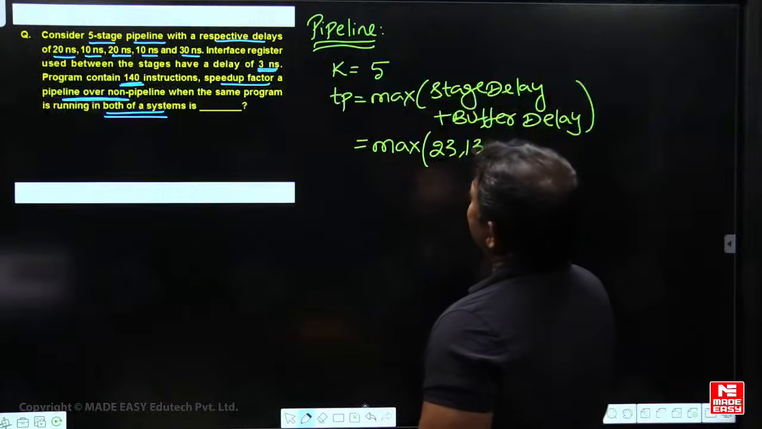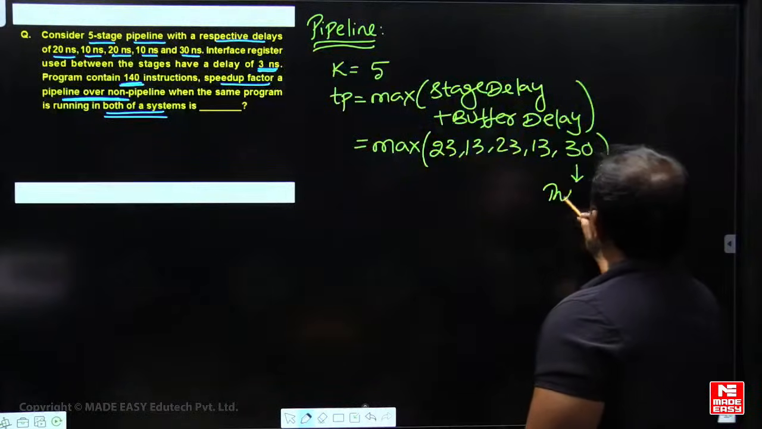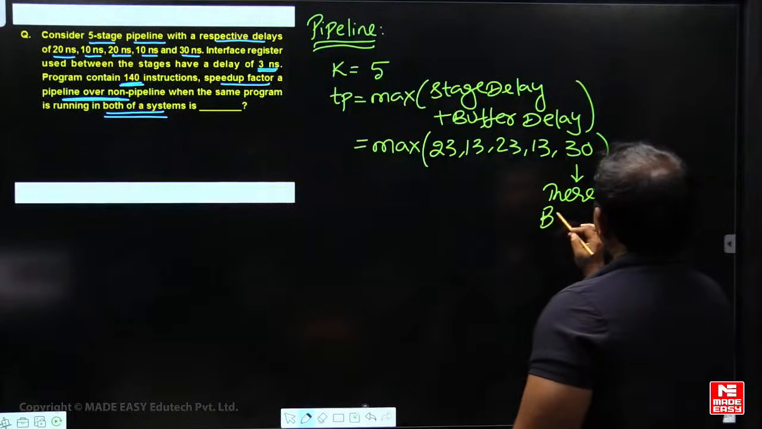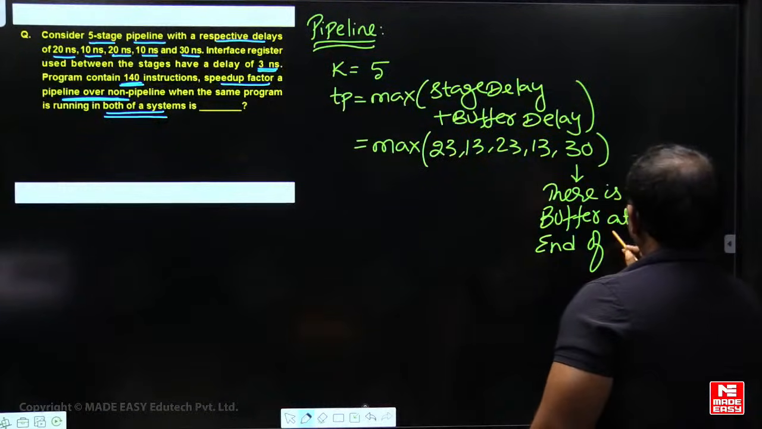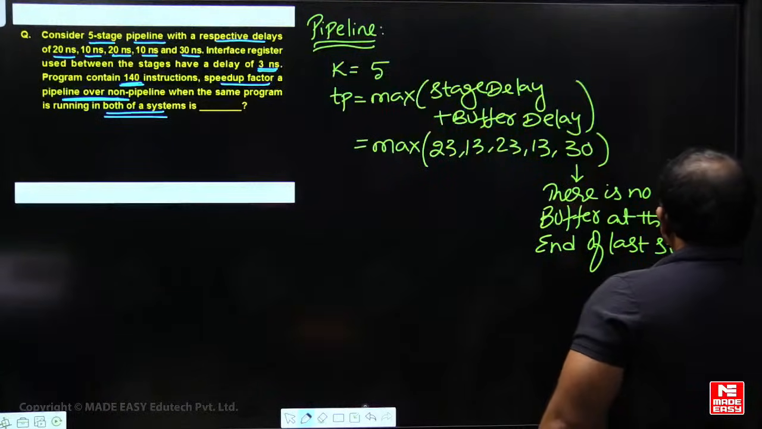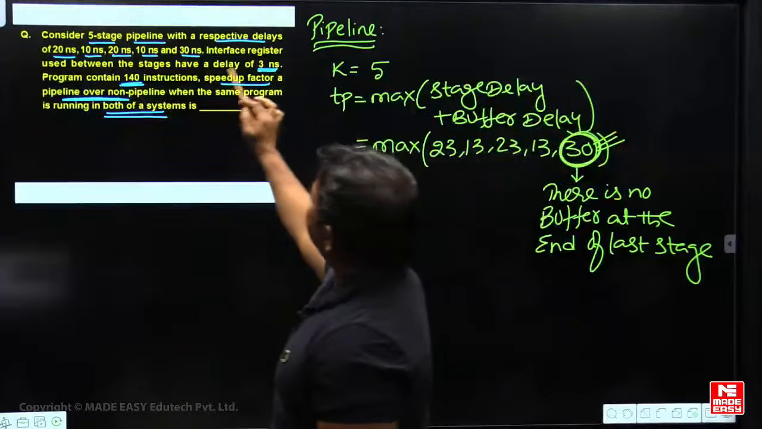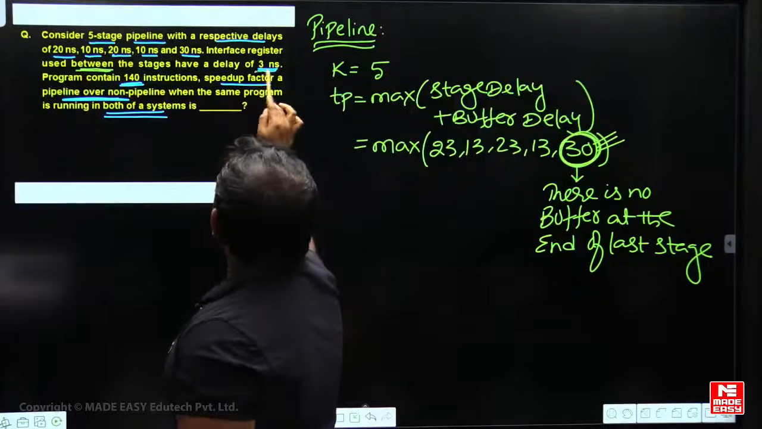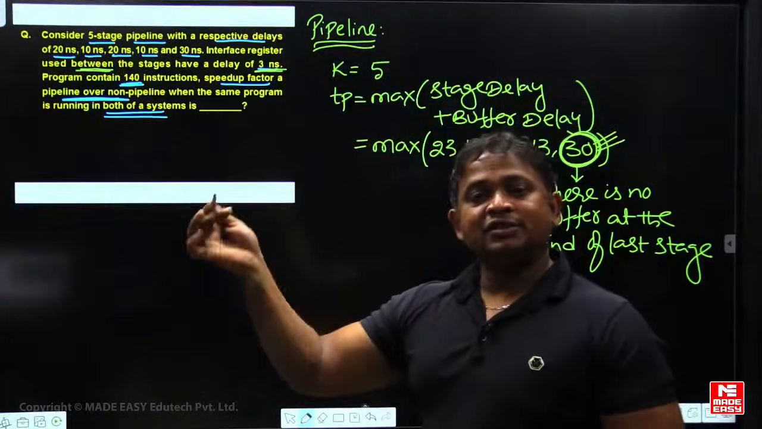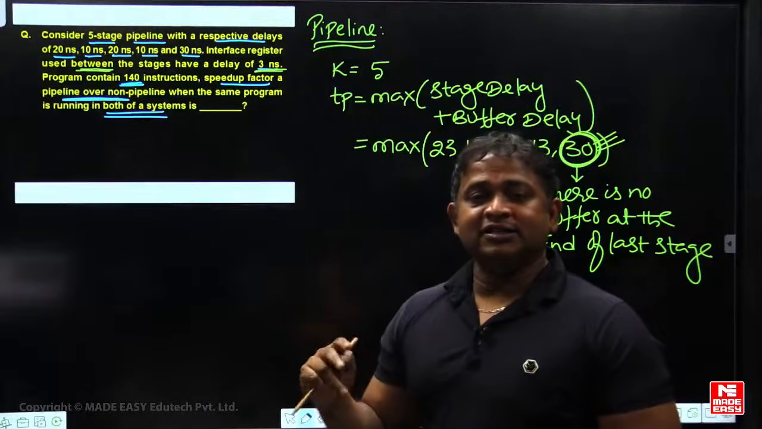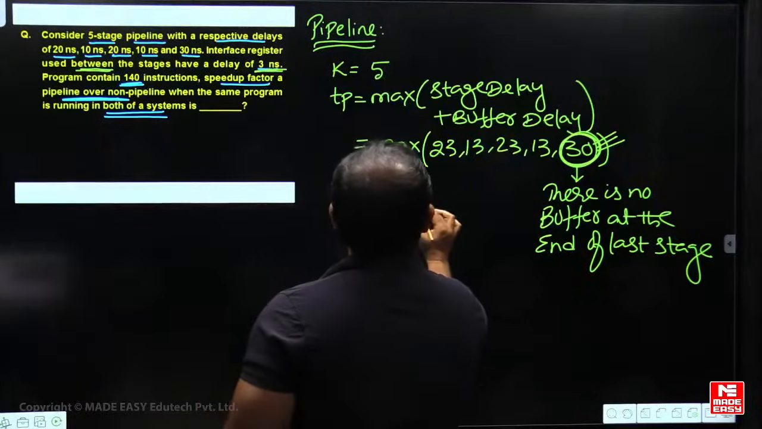23, 13, 23, 13, 30, because there is no buffer at the end of last stage. स्टेज में बफर नहीं है, देयरफॉर बफर डिले ऐड करने की जरूरत नहीं है. क्वेश्चन में बोला इंटरफेस रजिस्टर यूज्ड बिटवीन द स्टेजेस हैव ए डिले 3 नैनोसेकंड. बट देयर इज ए बफर बिटवीन द स्टेजेस, so no need to add buffer delay at the end of last stage. So this is equal to 30 nanoseconds.